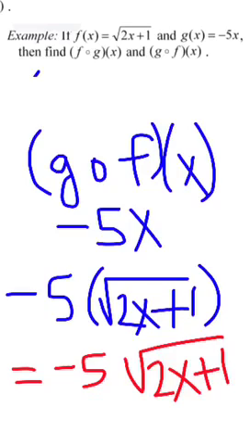To summarize composite functions, to find f of g of x, you just take whatever g is and plug it into the x in f of x. Conversely, if you're asked to find g of f of x, you just take whatever f of x is and plug that into the x for the g function.